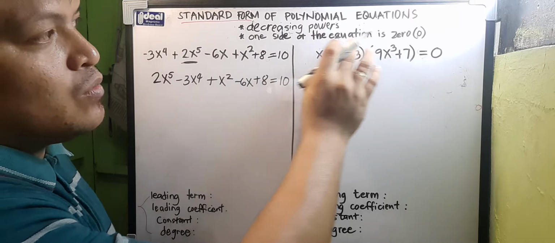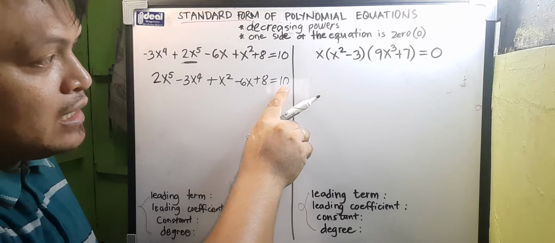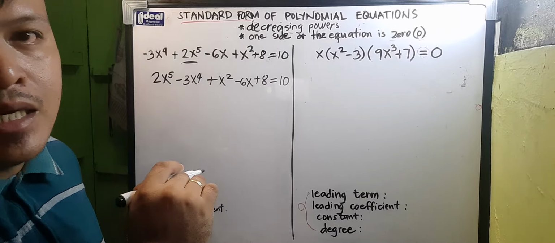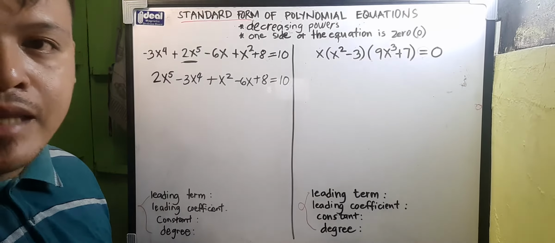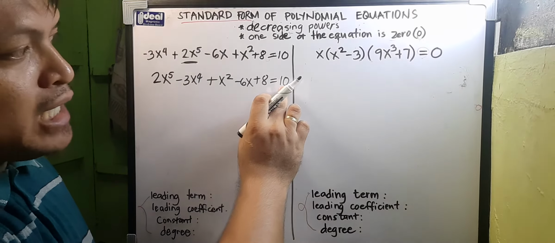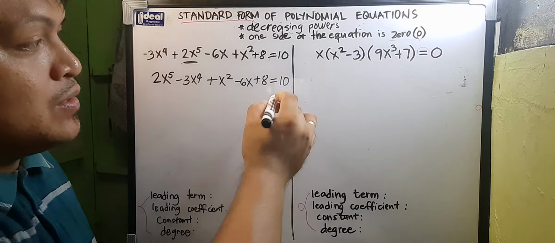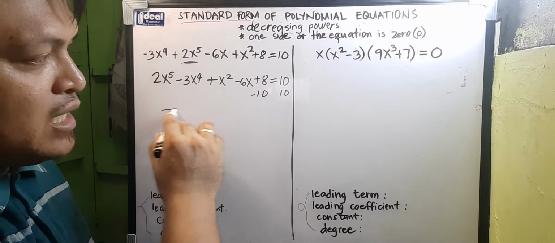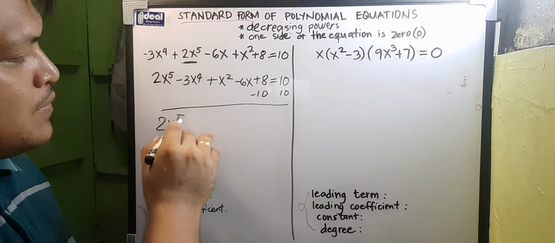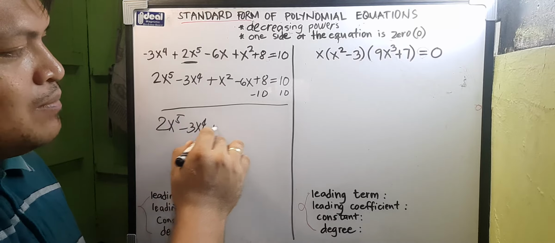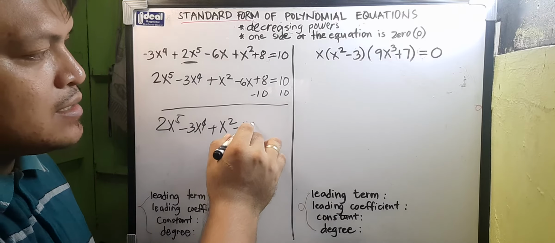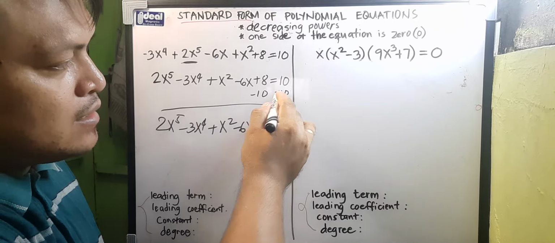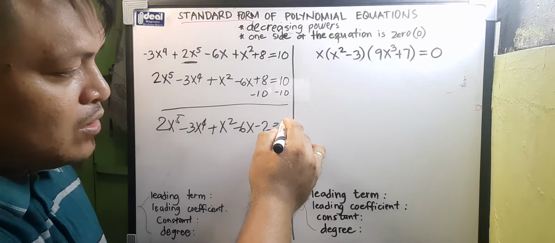Pangalawa is one side of the equation should be 0. So since 10 to, kailangan natin tong matanggal or kailangan nating gawing 0 ito. In this case, we need to apply the addition property of equality in which para maging 0 ito, we need to add negative 10. So adding negative 10 or subtracting 10 on both sides of the equation. So, magiging 2x raised to 5 minus 3x raised to 4 plus x squared minus 6x, then 8 minus 10, that is equal to negative 2 equals 10 plus negative 10, that is equal to 0.